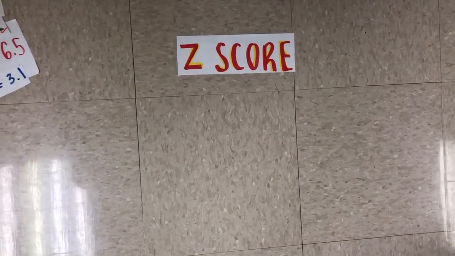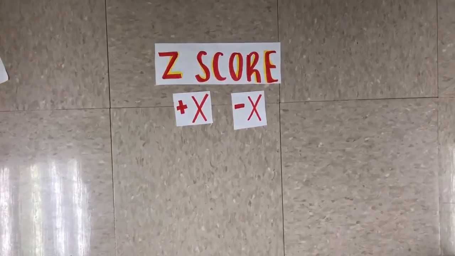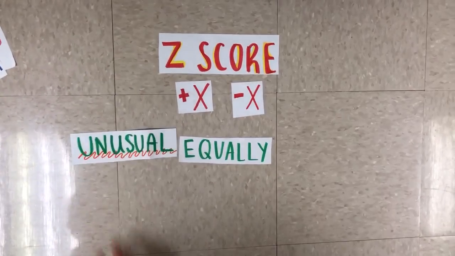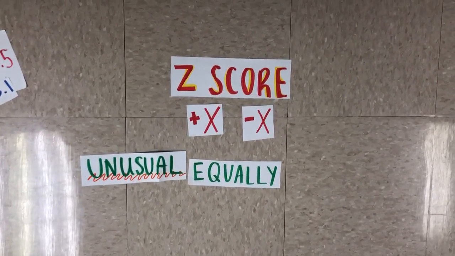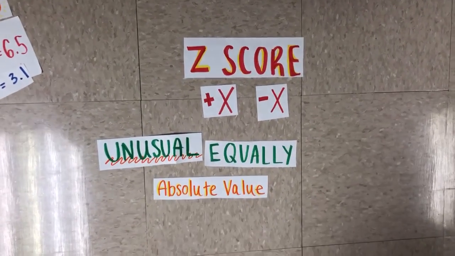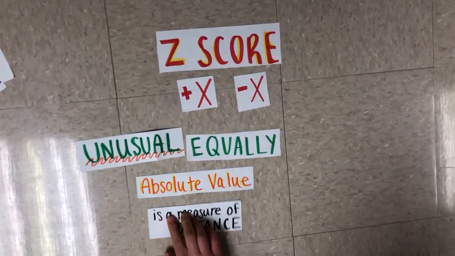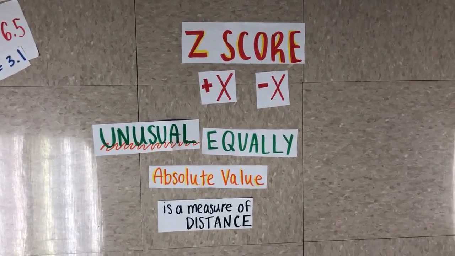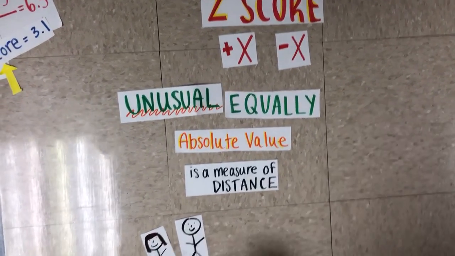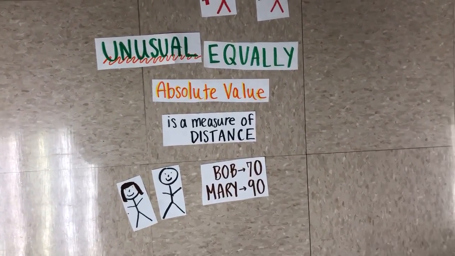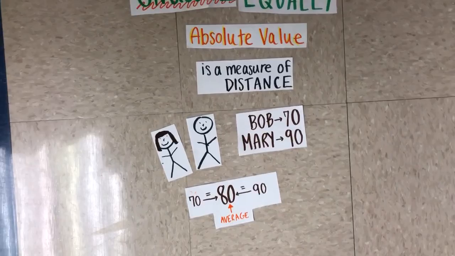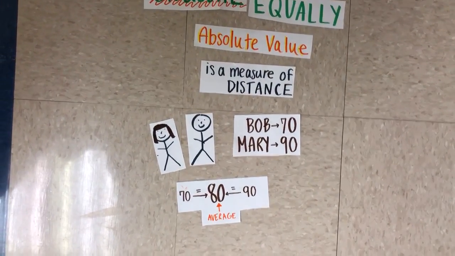Another thing to remember is that a z-score of negative x and positive x are equally unusual. When looking at z-scores, it's important to take the absolute value of the z-score because it is a measure of distance. For example, if the average grade for the English midterm is an 80 and Bob got a 70 and Mary got a 90, both have the same z-score, even though Bob has a negative z-score and Mary has a positive z-score. They are both equally unusual.